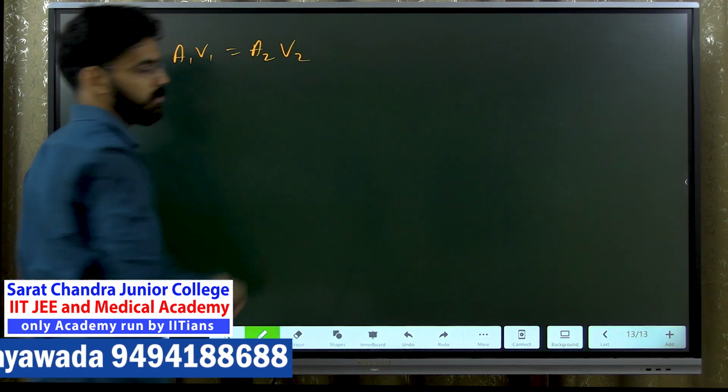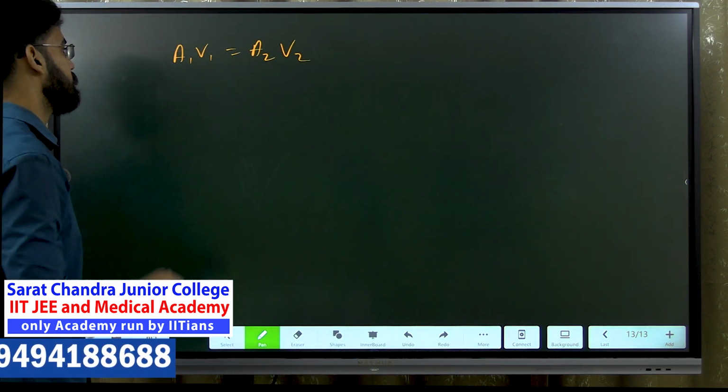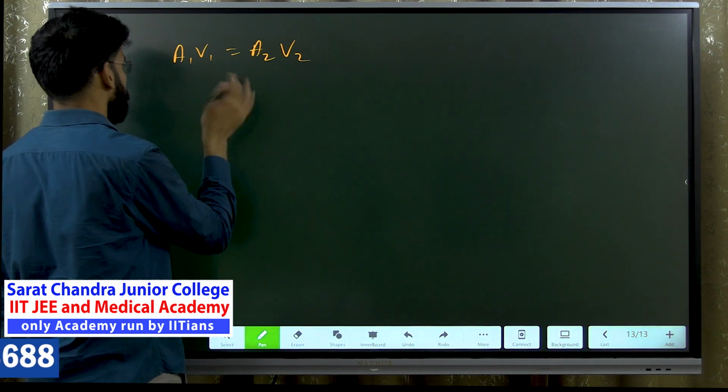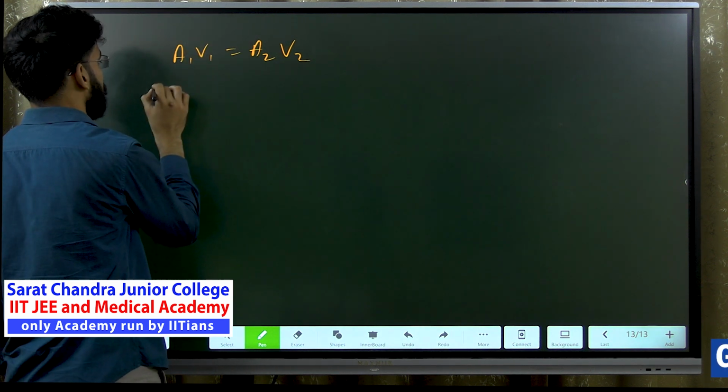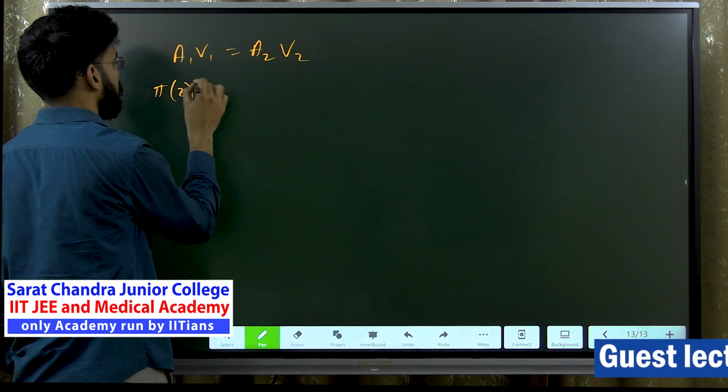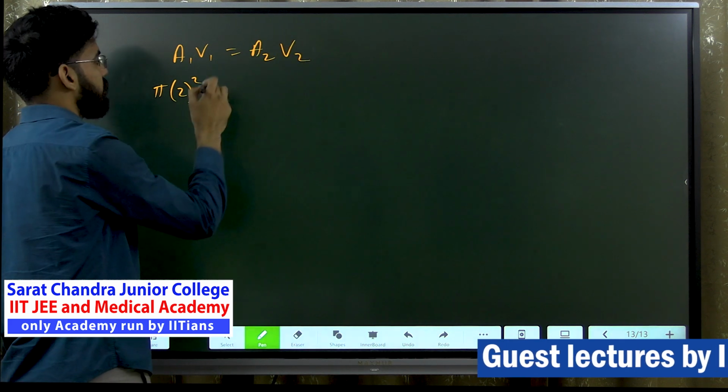How does this formula come? From the conservation of mass. Density is the same, so conservation of volume, whatever you want to say. So area is what? Pi r square, 2 square centimeter only, because here also we are going to put centimeter.